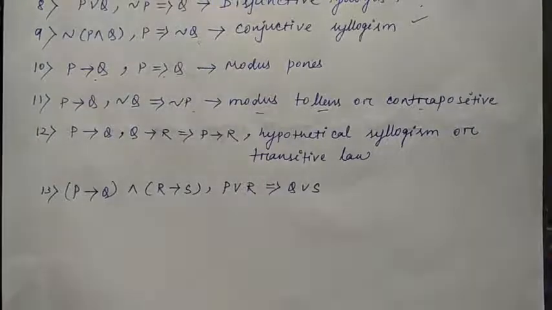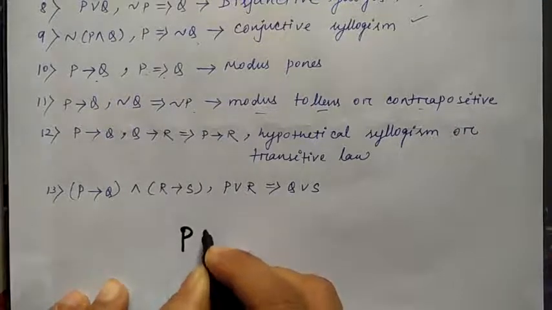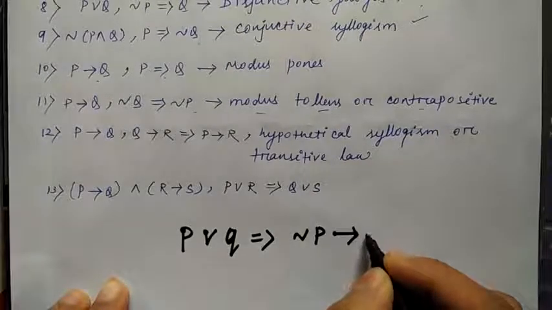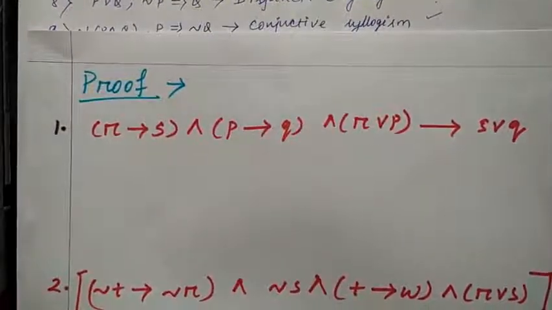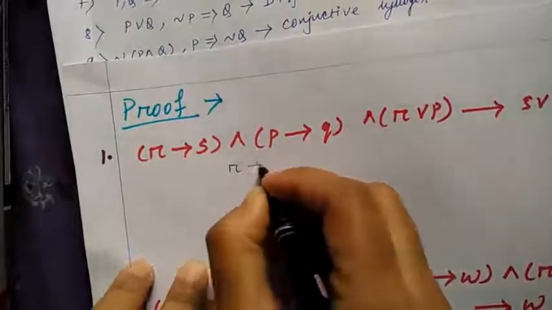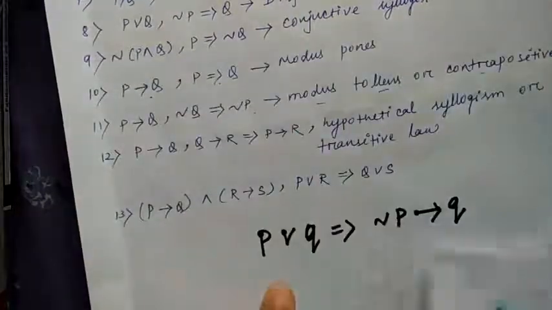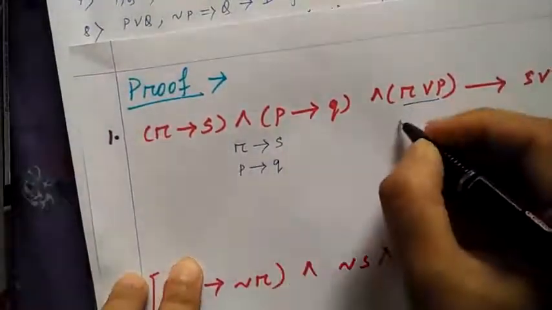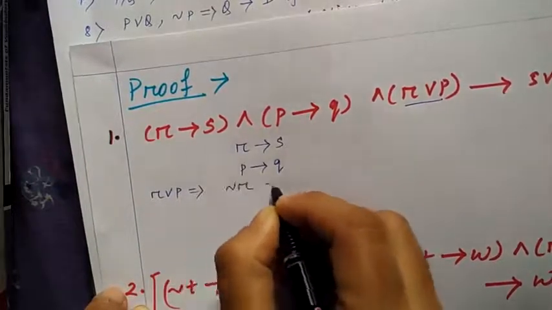There is an important rule that I forgot to tell. If you are writing P or Q, then you can denote it as negation P tends to Q. Okay, so we'll see the solution over here, how it is happening. R tends to S and P tends to Q. Now I told you that if OR is there, you can write it as negation of P tends to Q. So the same way this one, if you have R or P, you can write it as what? Negation of R tends to P.